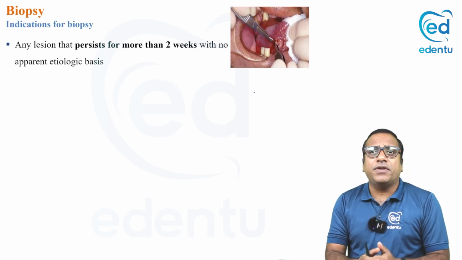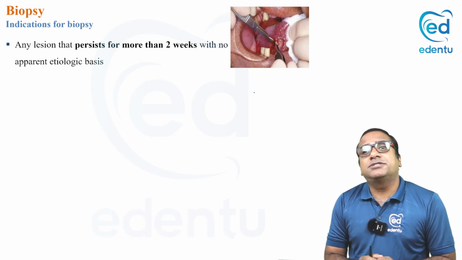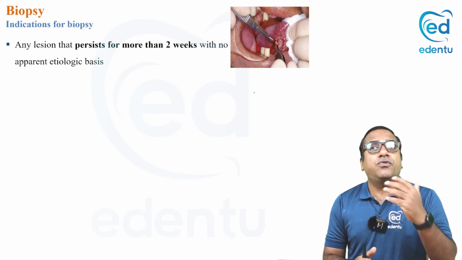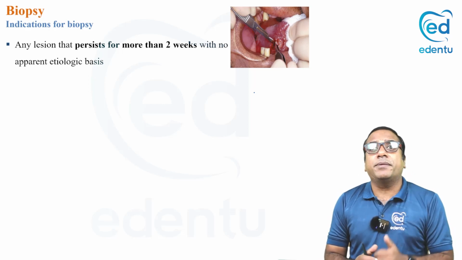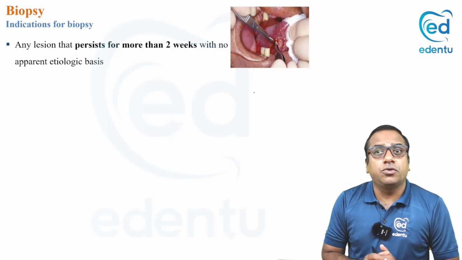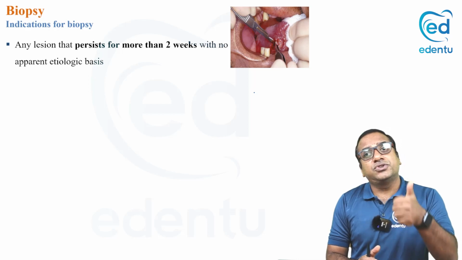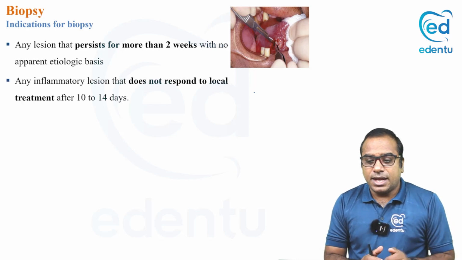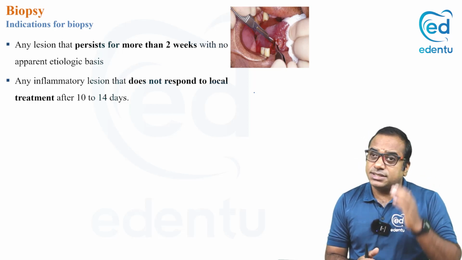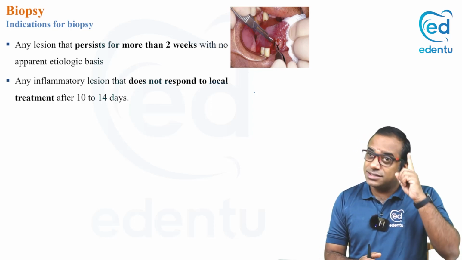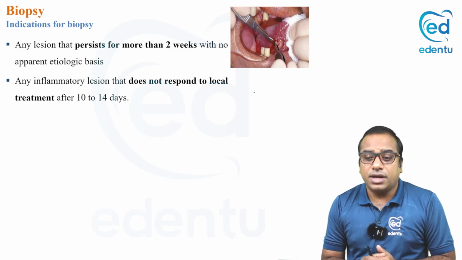So there are n number of indications. First and foremost, the first indication is any lesion which is persisting for more than 2 weeks, 10 to 14 days. Any lesion was there, you gave a traditional antibiotic, painkiller or some ointments, but no healing took place. The situation is still the same or it has become worse. So in that case, you should go for a biopsy. And if the lesion is not responding to local treatment for 10 to 14 days, you should go for biopsy. So any lesion staying for 14 days, you should go for biopsy. Not responding to treatment, you should go for biopsy.